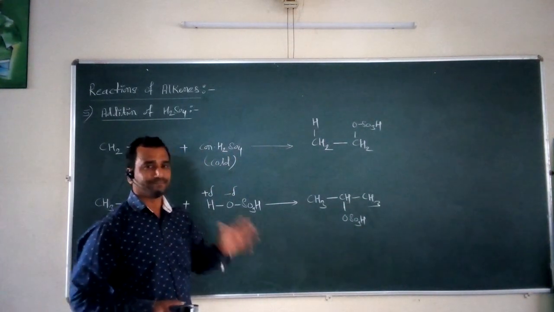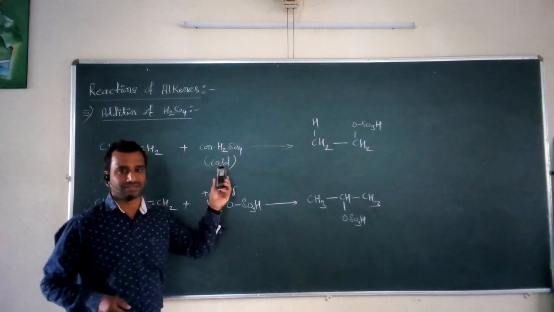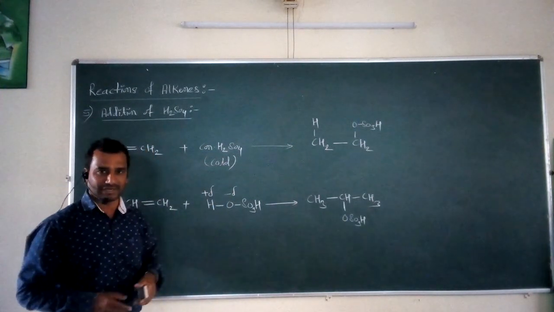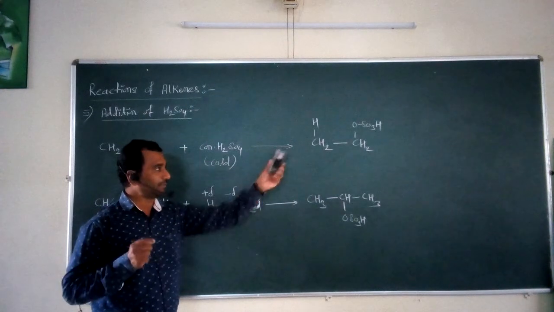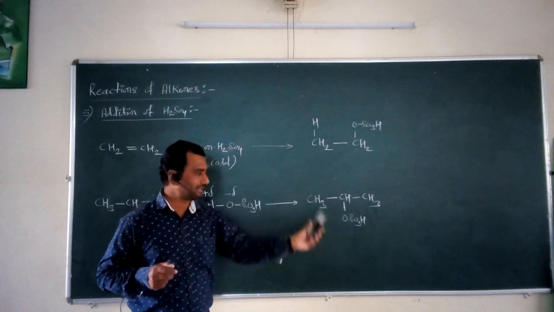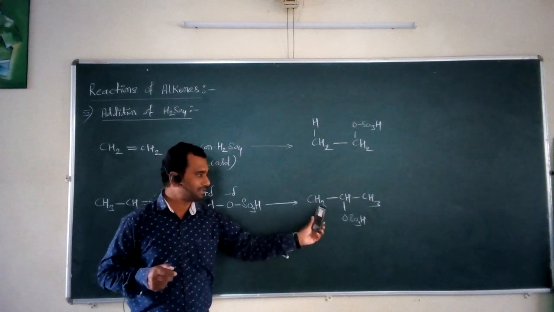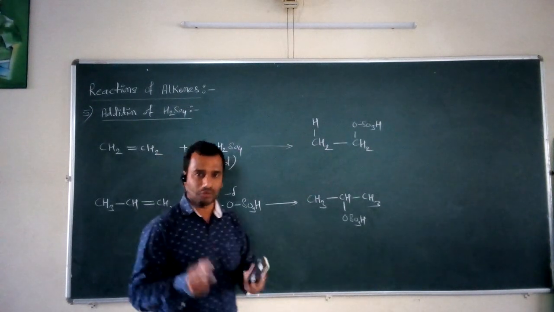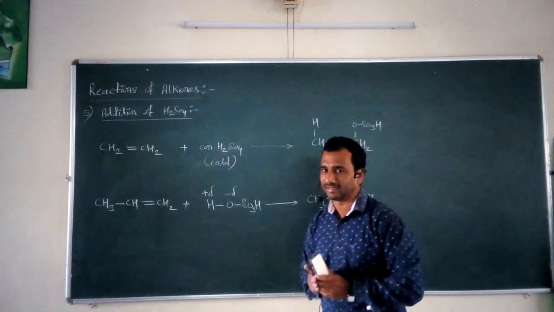So we can say that whenever a cold sulfuric acid solution is added across the carbon-carbon double bond, this type of addition product is obtained. The first product is ethyl hydrogen sulfate and the second product obtained is isopropyl hydrogen sulfate.